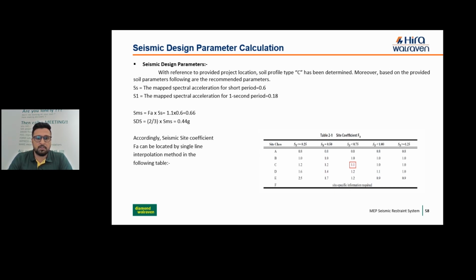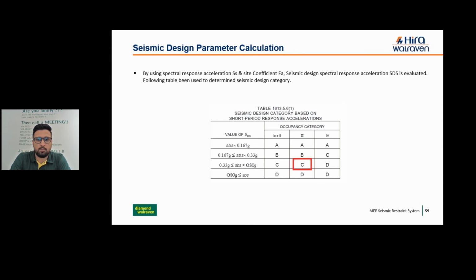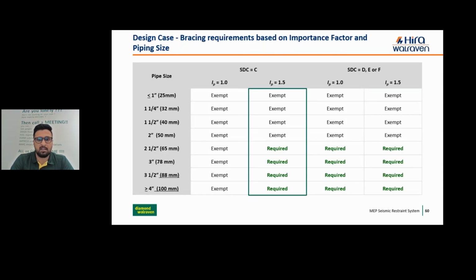The seismic site coefficient FA can be located by the single line interpolation method in this table, which is from ASCE and also available in IBC chapter 16. Based on SDS and occupancy category, we can determine the seismic design category. As the occupancy category is 3 and the value of SDS is 0.44, it comes under seismic design category C. Based on seismic design category C, all services having IP 1.5 shall require a seismic restraint system.